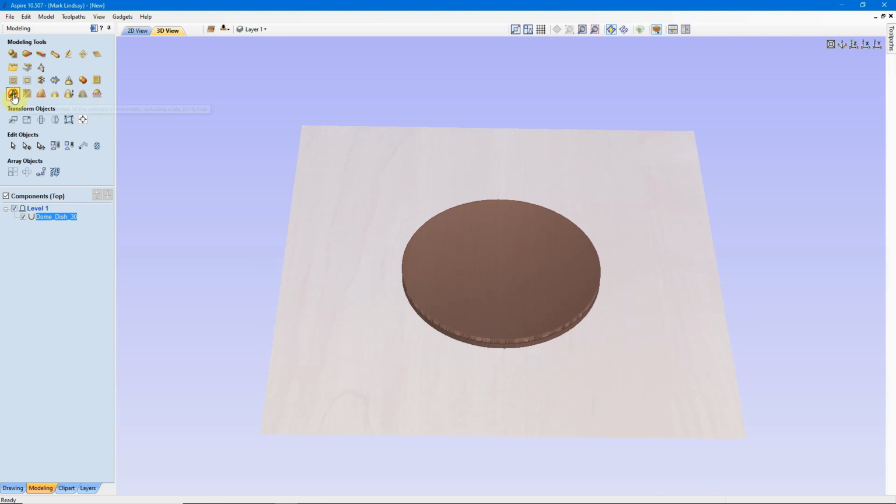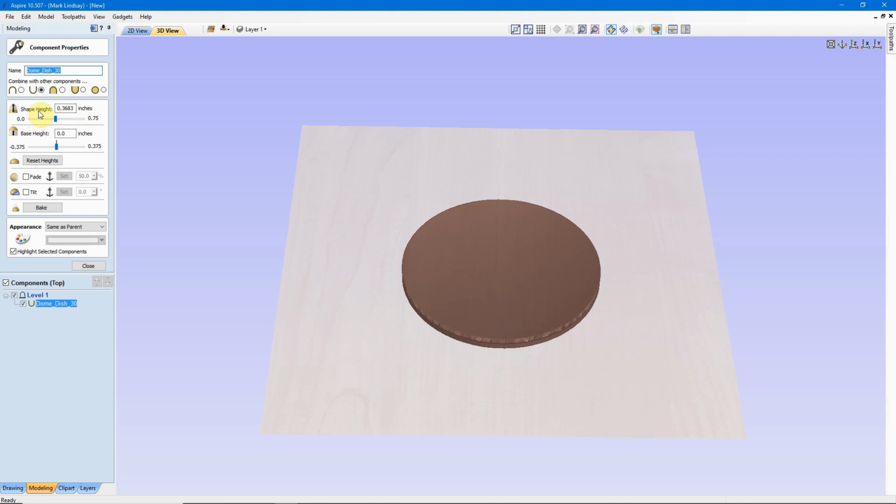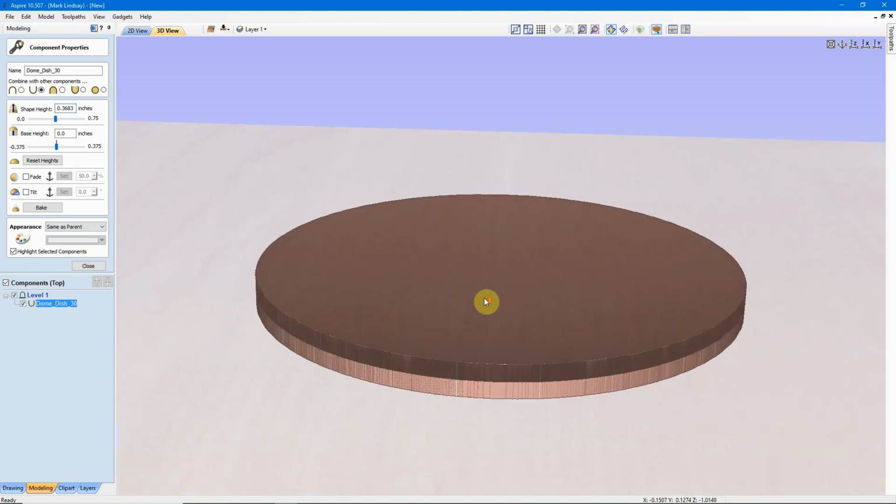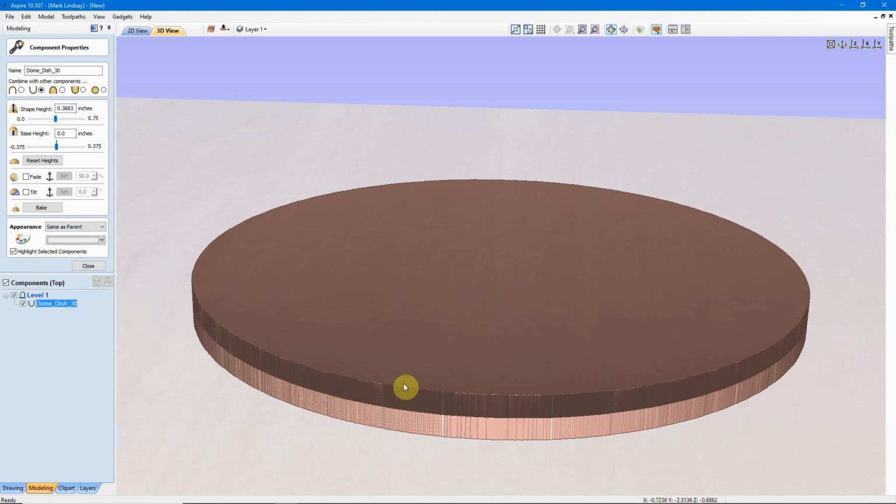If I go into the properties, I can see that the shape height is 0.3683, so not quite 3/8 of an inch deep. There's no base height, there's nothing else added to this model. But if we zoom in here real close, we can see we have some pretty jagged edges up here. That's because of the way Aspire creates models. It's the way they're created.